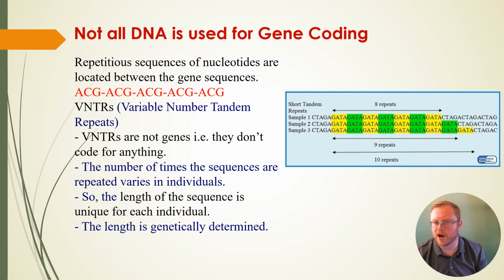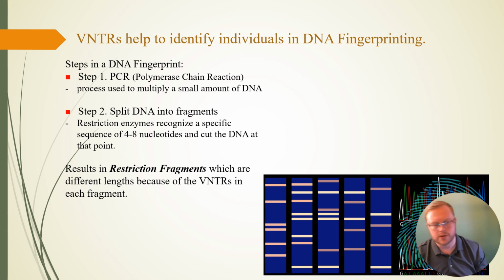So why do we care about that? Why is this important? I'm glad you asked. So VNTRs help to identify individuals in DNA fingerprinting. The steps in DNA fingerprinting would involve PCR, step one. So there's polymerase chain reaction, which is basically like a Xerox machine taking a piece of DNA and copying it over and over again exponentially, and we'll see that here in a minute.